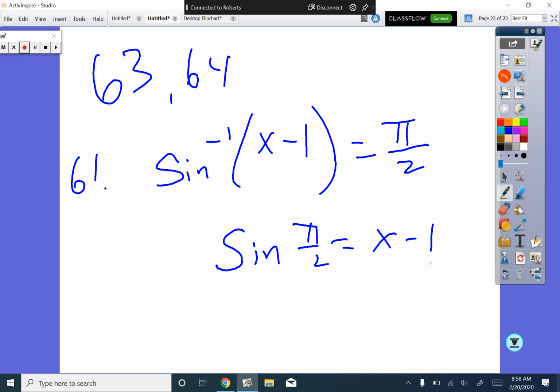It does, because remember, this is our x and this is our y. What would its inverse be? Sine of y equals x, right? Okay. Does that make sense? Everybody there on that? Okay, inverses. So therefore, what is sine of pi halves? 1 equals x minus 1, and then we add 1 to both sides. Not too hard to do those, right?